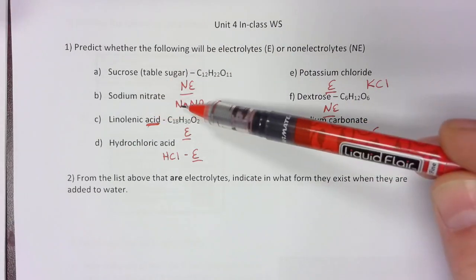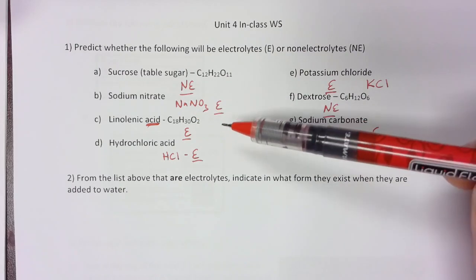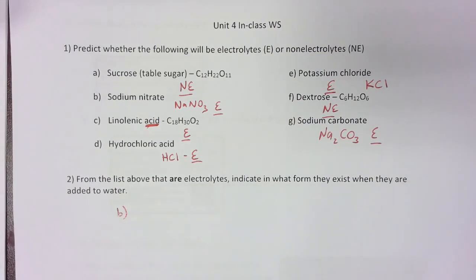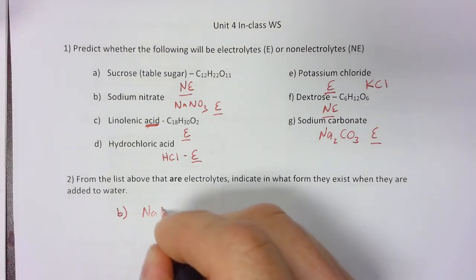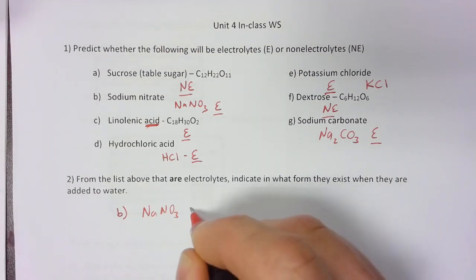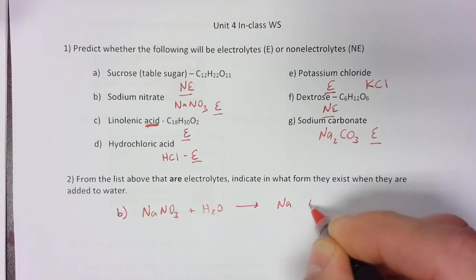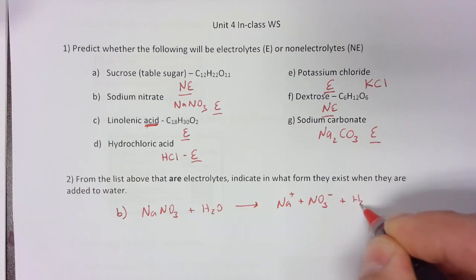Sodium nitrate is an ionic compound, therefore it will dissociate, and it's an electrolyte. In fact, I'm going to go ahead and do question 2. This says, from the list above that are electrolytes, indicate what form they exist in when they are added to water. So for sodium nitrate, when it's added to water, it is going to dissociate into sodium and nitrate, and of course water.